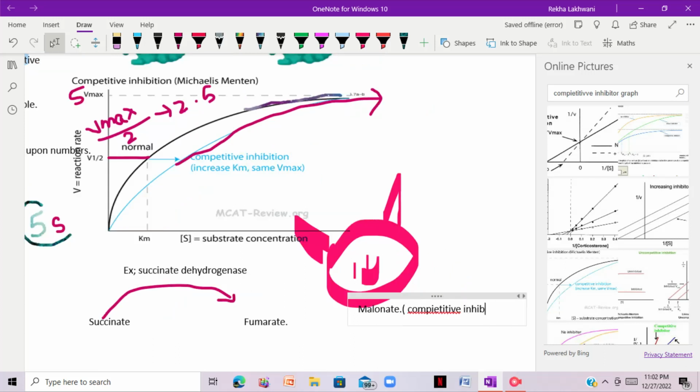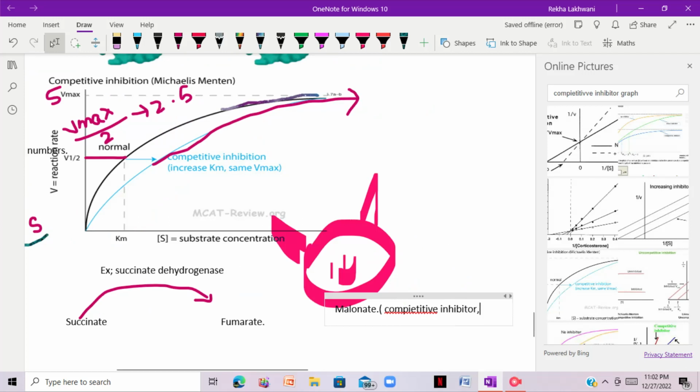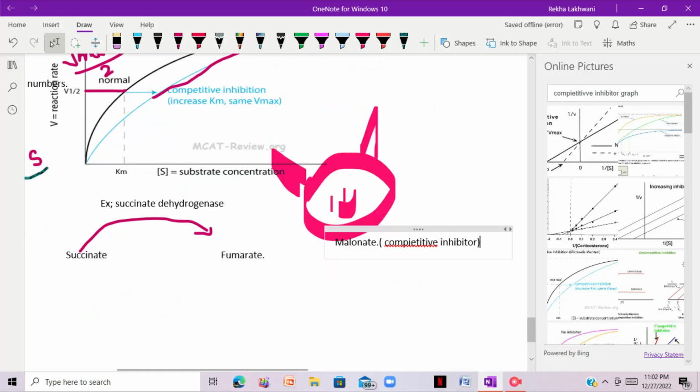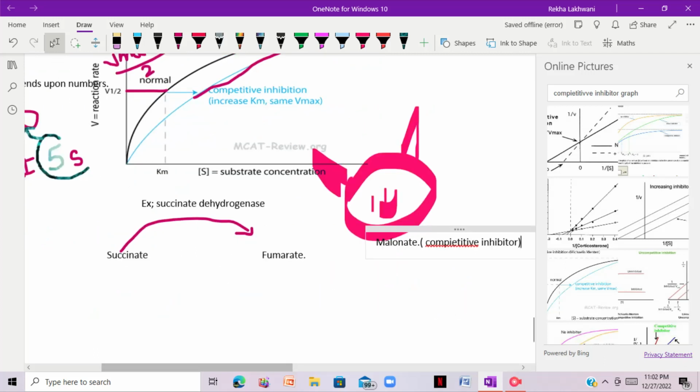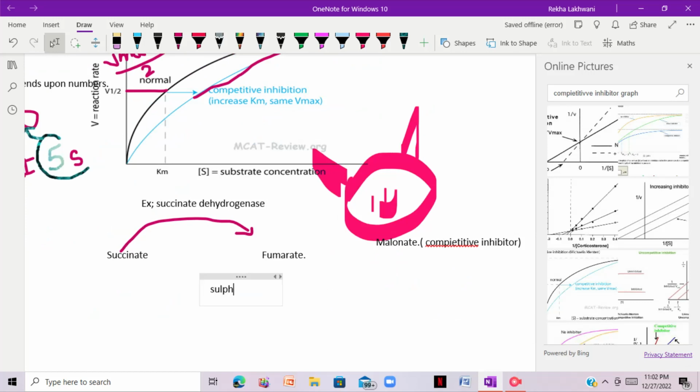Sulfonamides. Basically, these are antibacterial drugs, right? Which are used as competitive inhibitors. We also have penicillin. This is an antibacterial which is used as a competitive inhibitor, right?